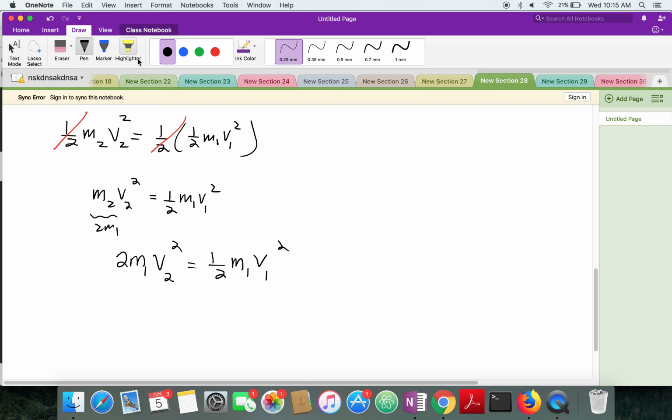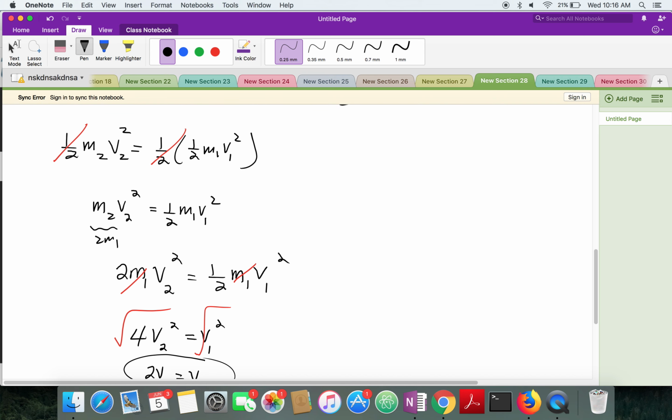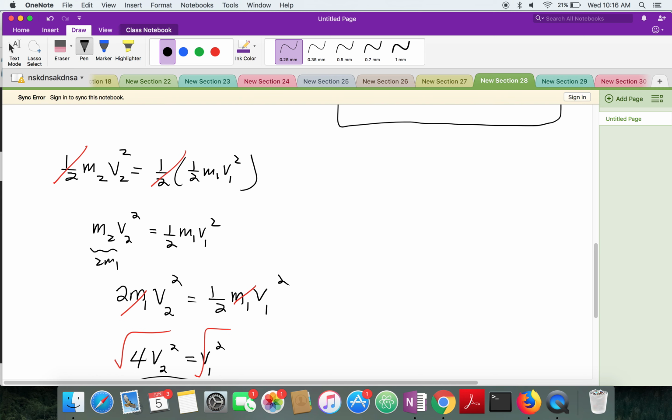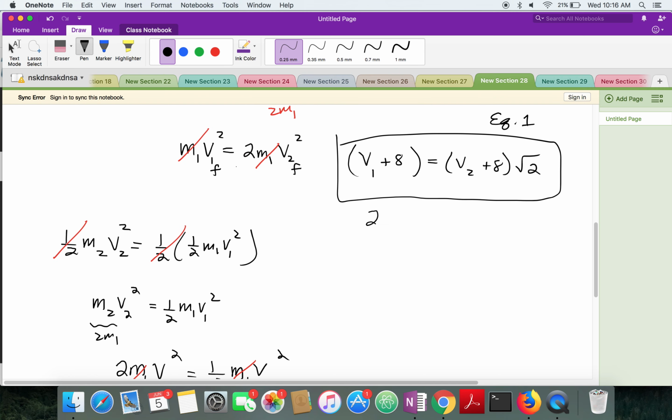And so the m1s cancel. There's a lot of algebra here, as you can see. I can multiply both sides by 2, so I get 4 v2 squared equals v1 squared. I take the square root of both sides, and now everything is a perfect square. So square root of that, square root of that. And what I'll get is that 2 v2 equals v1. So I'll call that equation 2. I'll bring that up here. So 2 v2 equals v1.